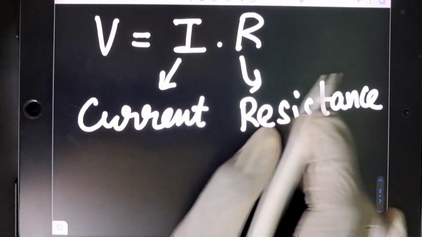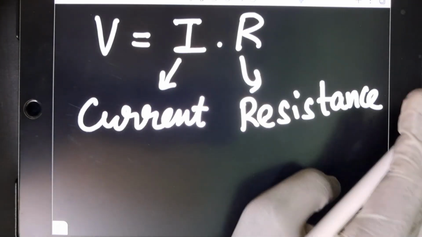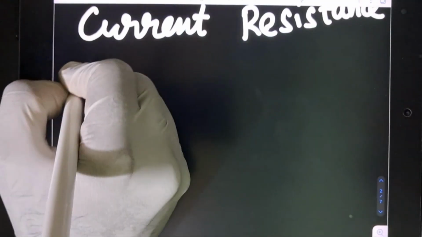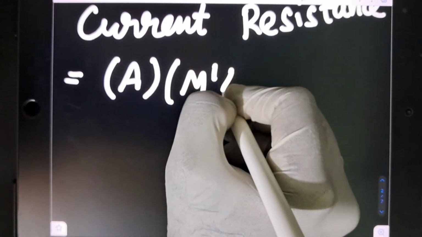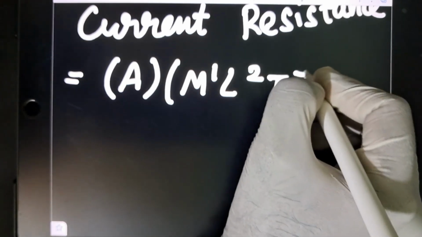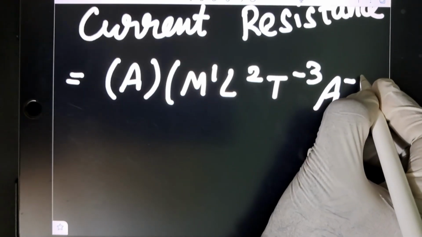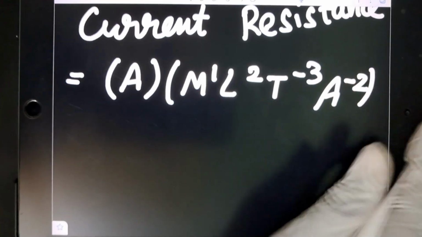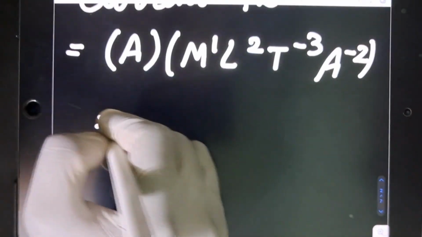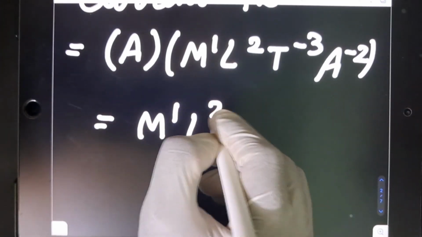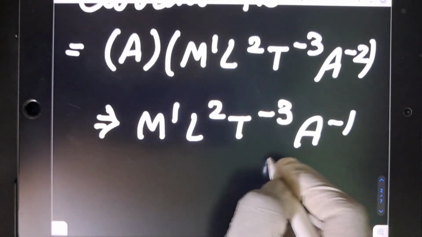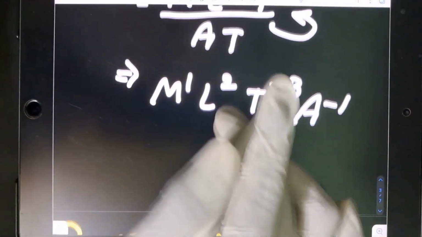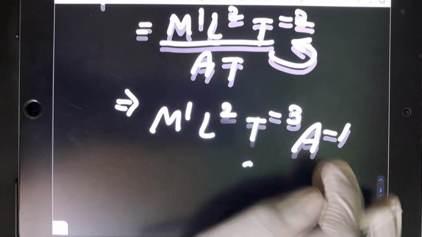So let's come here. V is equal to IR, where I represents current, and here you should know the resistance dimensional formula first. Current A power 1 and resistance M power 1, L power 2, T power minus 3 and A power minus 2. So on solving we get M power 1, L power 2, T power minus 3, A power minus 1. Same with the two different formulas. V is equal to work by charge, and we get the same formula.